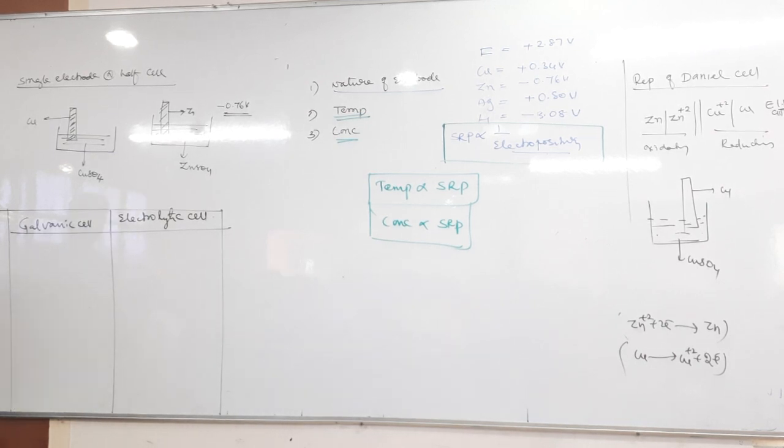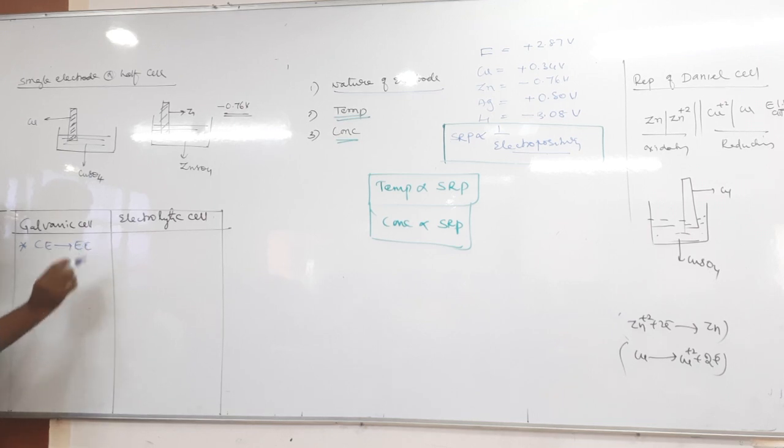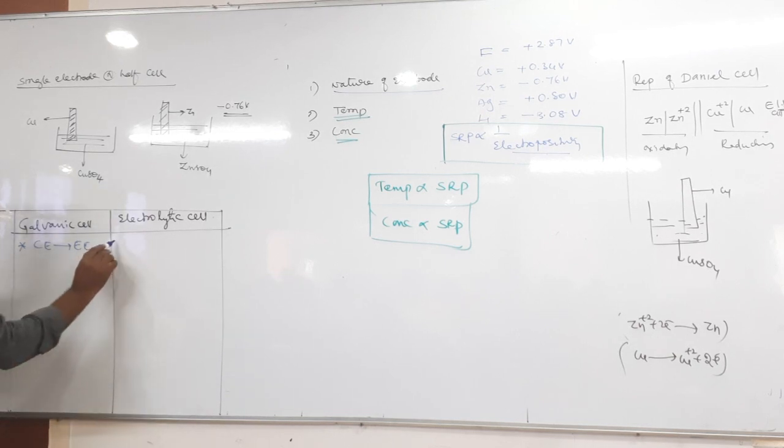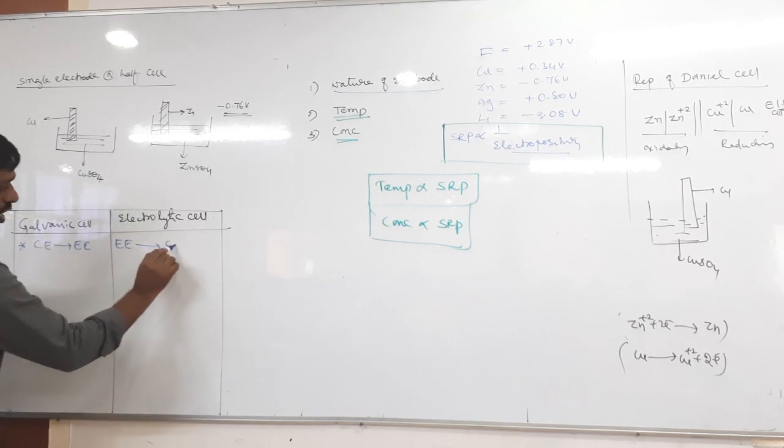Okay, fine. Next is the differences between galvanic and electrolytic cell. Let's see some important differences. Come on, tell me, what are the differences between the galvanic cell and electrolytic cell? One, in galvanic cell, chemical energy converts into electrical energy. In case of electrolytic cell, electrical energy converts into chemical energy.